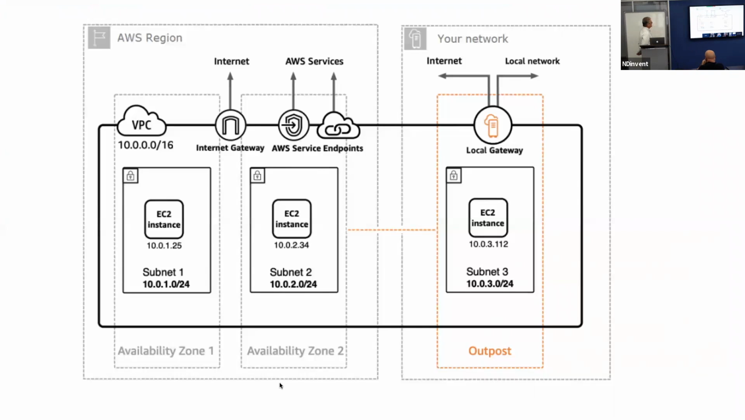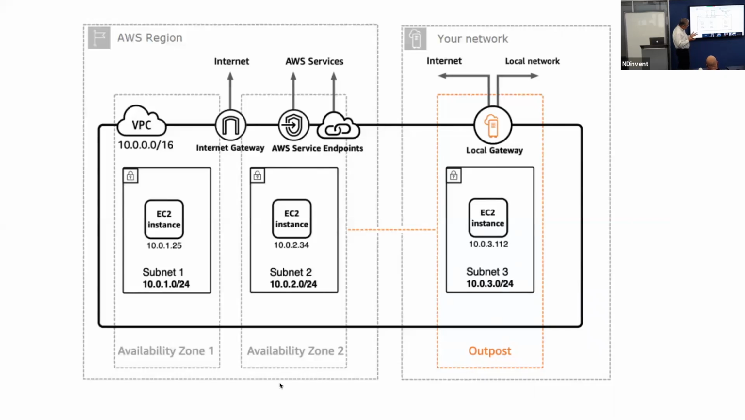This is more of the network diagram for this last slide. As you can see, within the cloud itself, we have subnets 1 and 2 with instances running, and our Outpost, which is running in the data center, is just subnet 3.